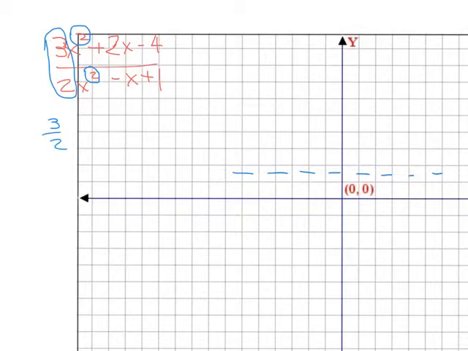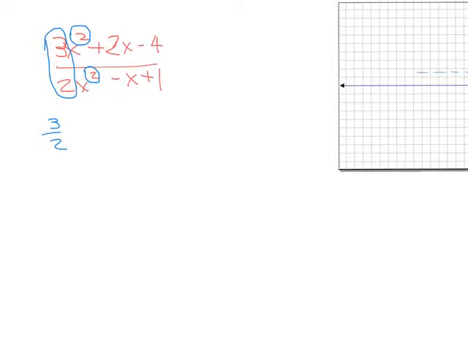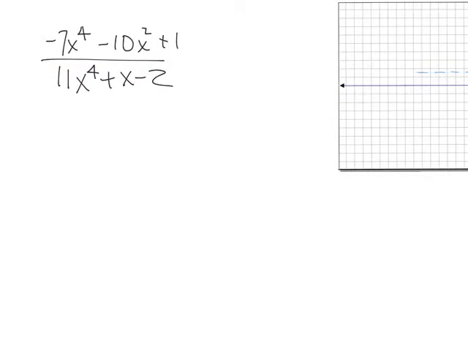That if my polynomial division here has the same exponent in its lead term, the horizontal asymptote is 3/2. The coefficient of my leading term over the coefficient of my leading term will be my horizontal asymptote. Okay, there we are. Another example. My exponents are the same, so my horizontal asymptote is 7/11. Okay?